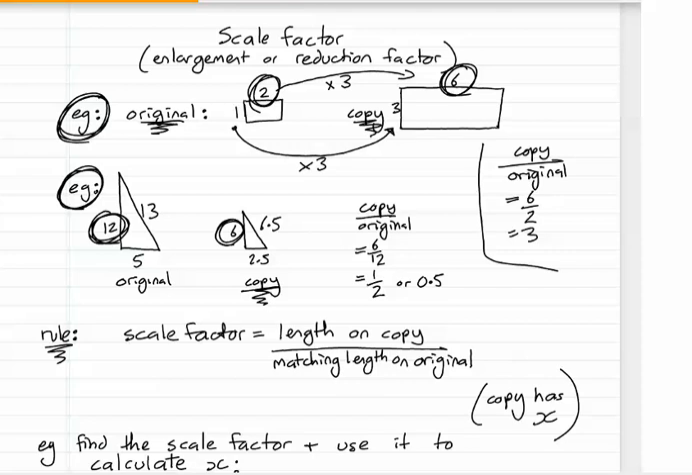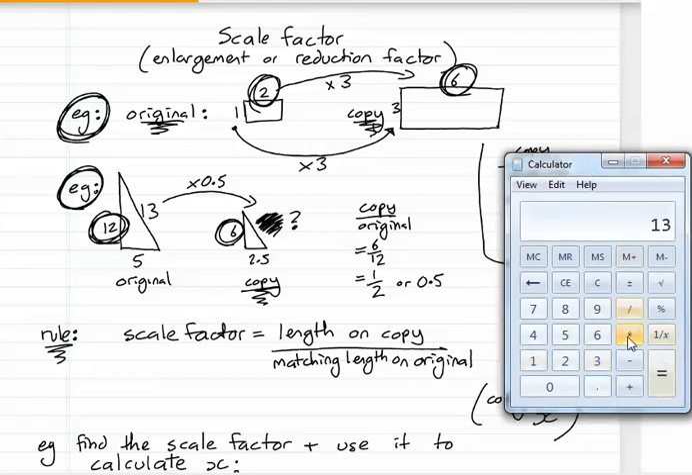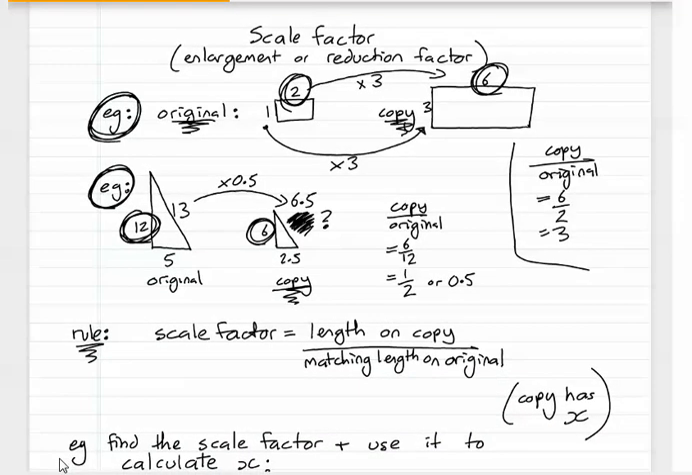And to get a length on the copy, say if I didn't know 6.5, they hadn't given me that one on the copy, I would multiply its matching side on the big triangle, which is 13, by the scale factor of a half. Oops, calculator comes in. 13 times 0.5 equals, and it calculates 6.5, which we know was correct because I had it in there before. So we can use the scale factor to find the unknown sides.